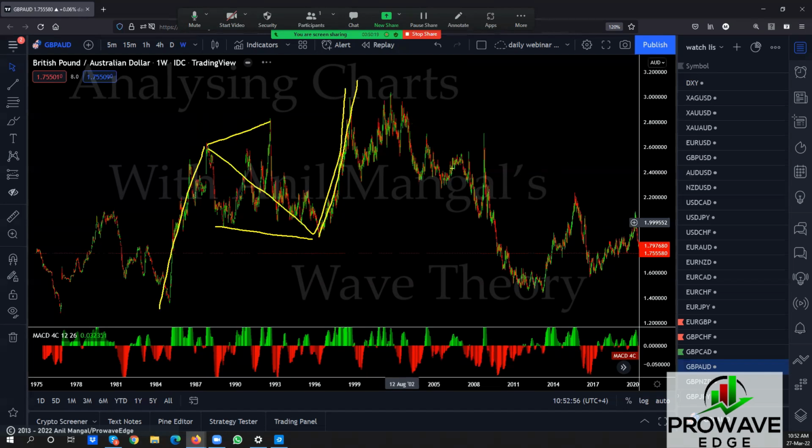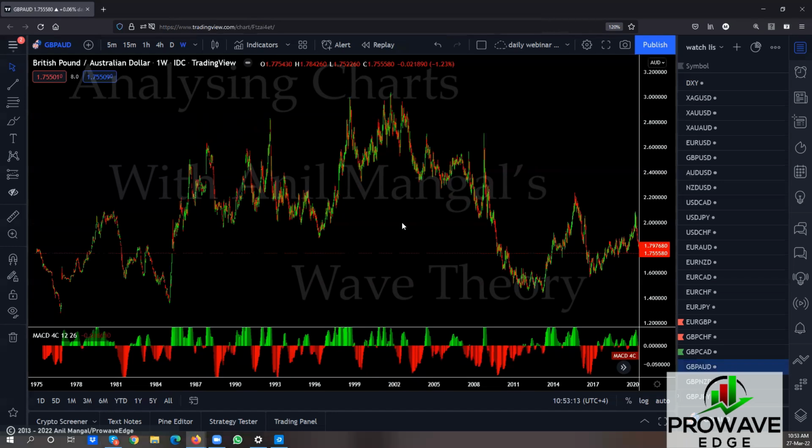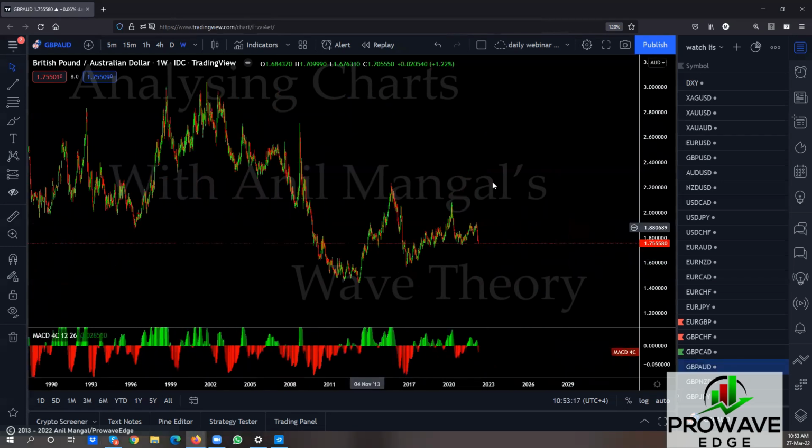So look at this pattern here. You remember this one I showed you? That one took a long time too. Look at this complex one here, right? So you can see them and you know that, but what you're looking for is these big ones, which is where we're in here. Now we're in a big one forming here.